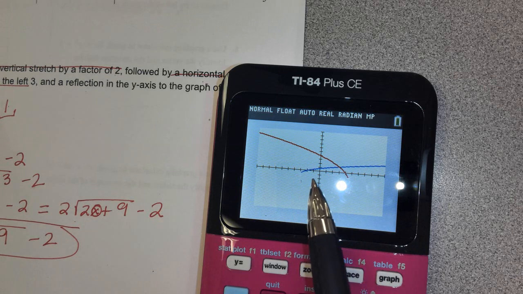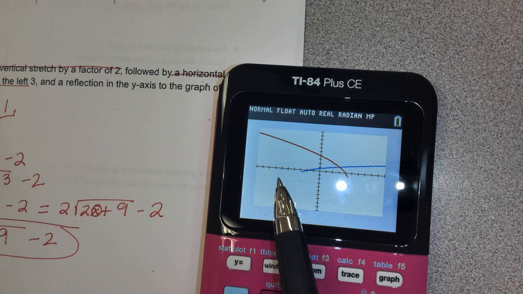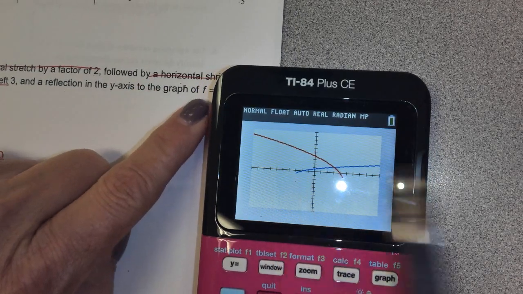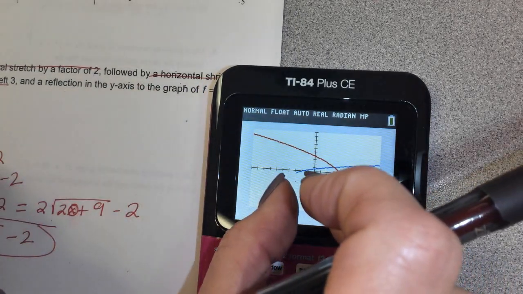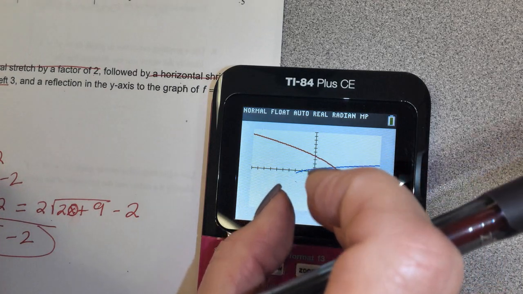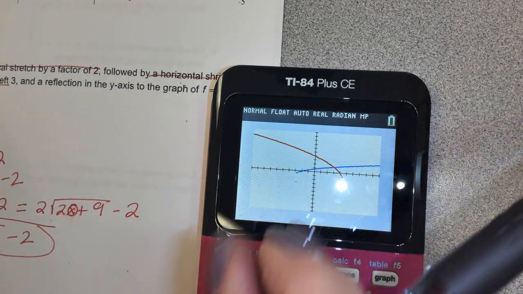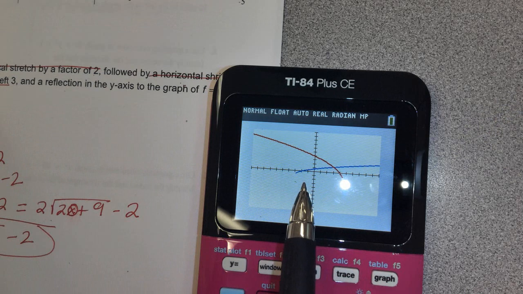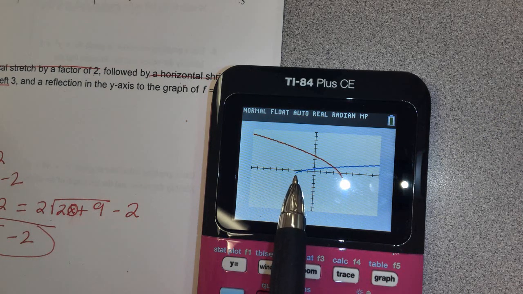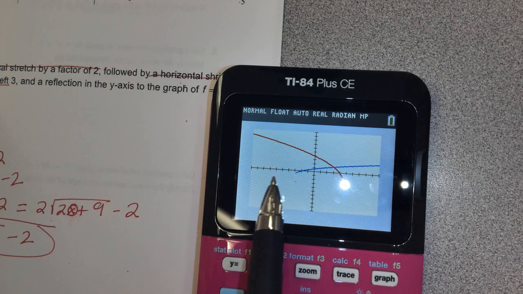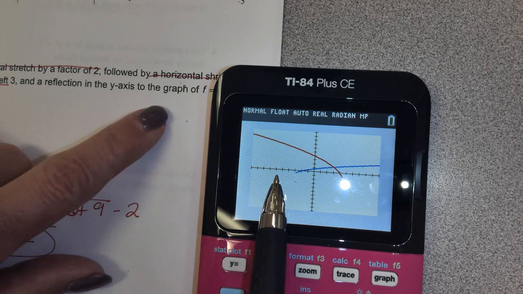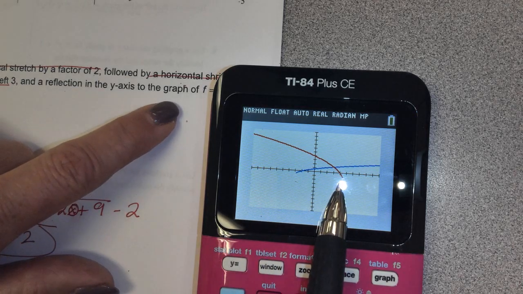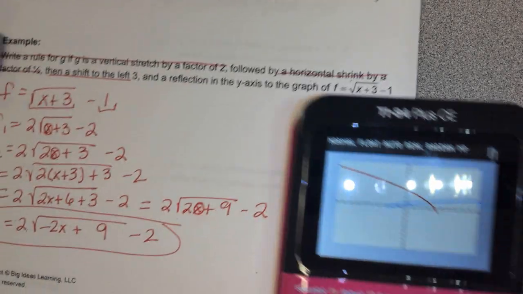Then we had to go to the left, so we did the horizontal shrink next. The horizontal shrink is actually going to take it this way. We had to go to the left 3. So when we went to the left 3, that took it way over here, and then we reflected it in the y-axis, so it went over here. So that is correct.